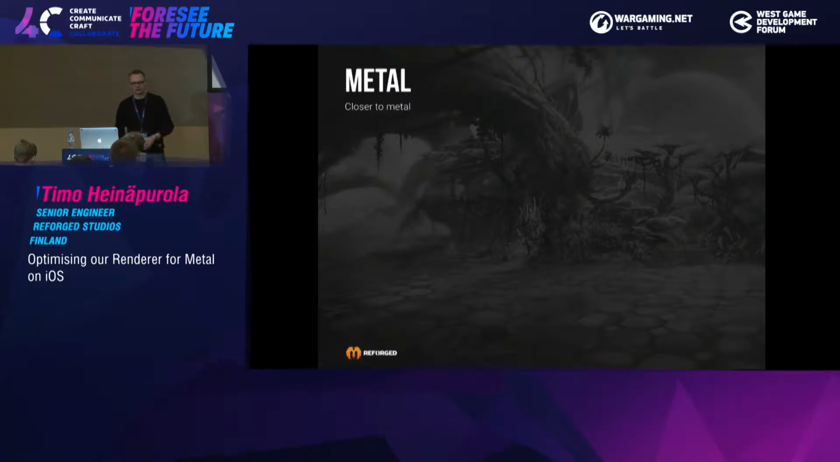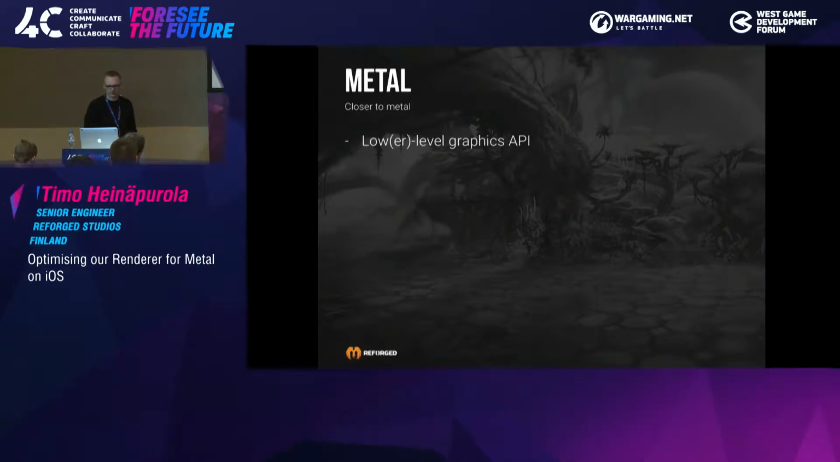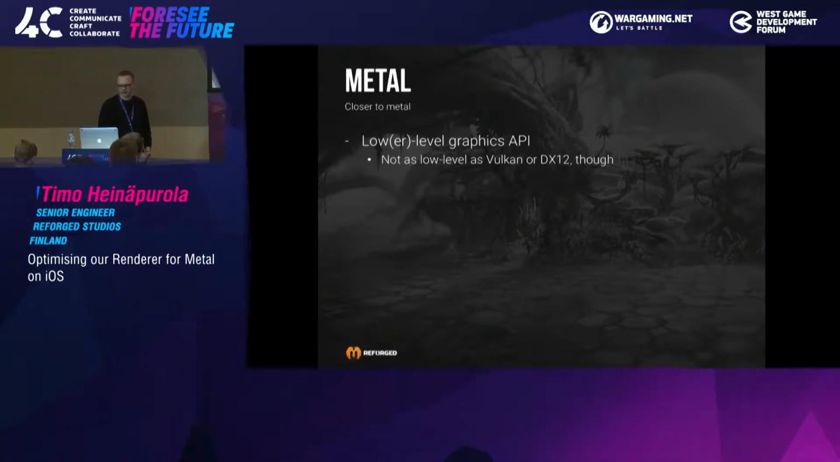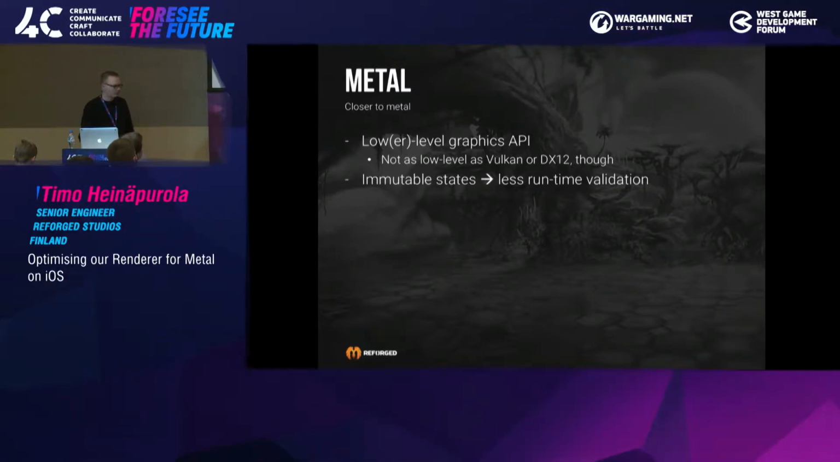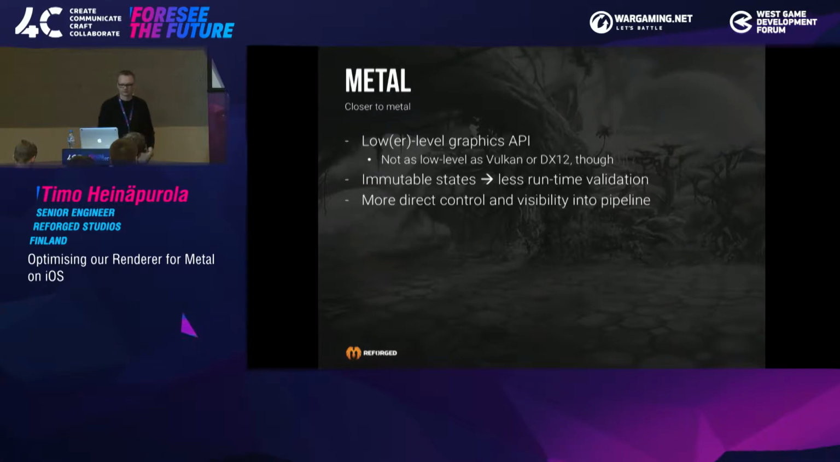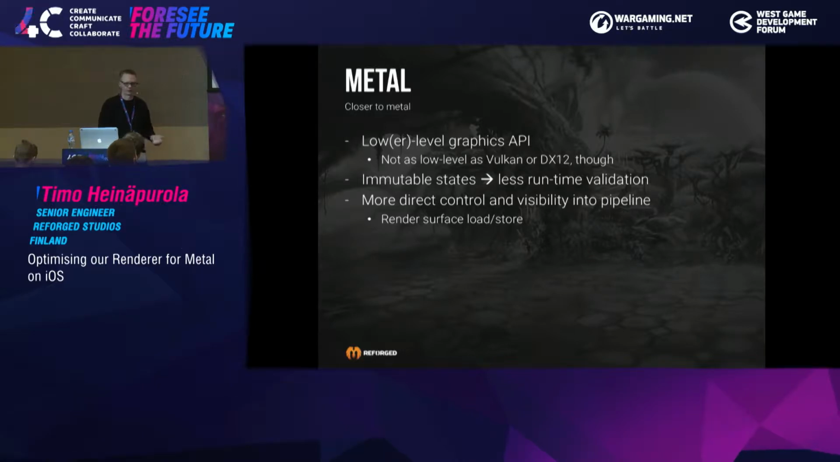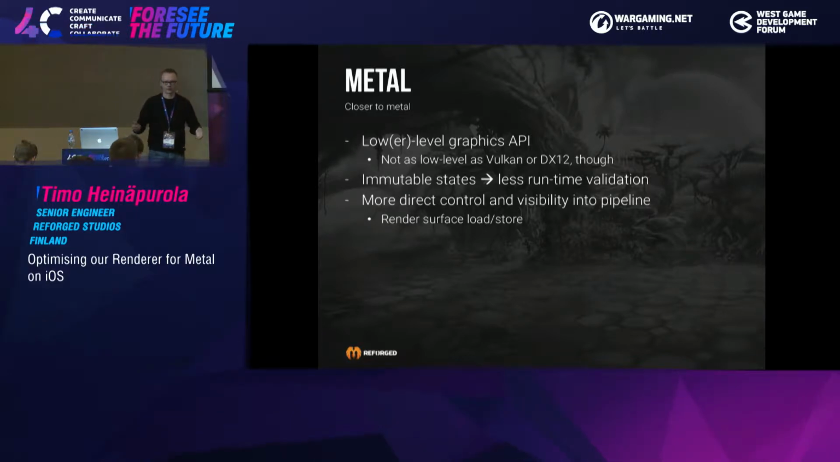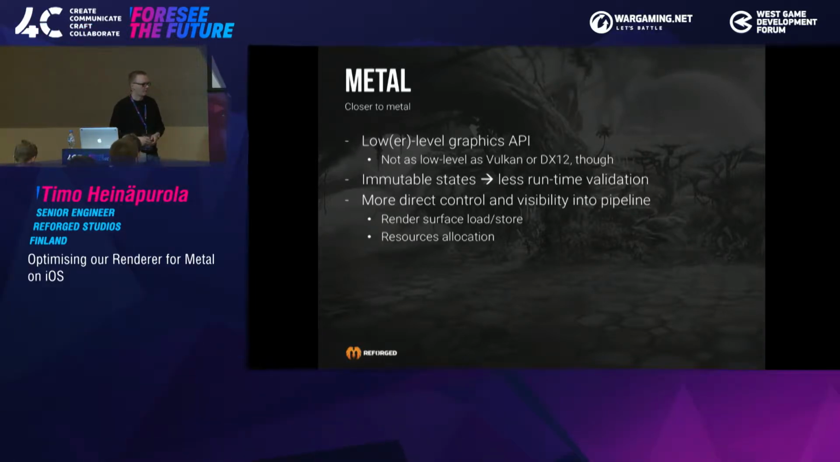So what is Metal then? Metal is an API that is closer to the metal. It's not as low level as Vulkan or DX12, but it's quite a lot lower than OpenGL ES. It's based on immutable states, so there's less runtime validation. All the validation happens at creation time of the states, and you get a lot more direct control and visibility into the pipeline. You get to control things like render surface loads and stores: what happens to a render surface when you start rendering to it, and when you're finished with it? Do you need to store it? Resource allocation: you can do things like memory aliasing. You can use the same memory block for multiple textures.